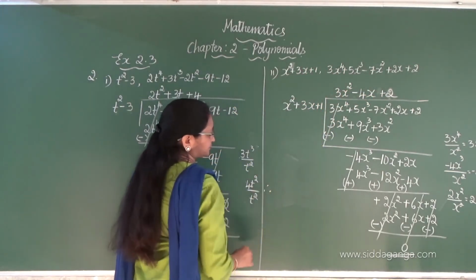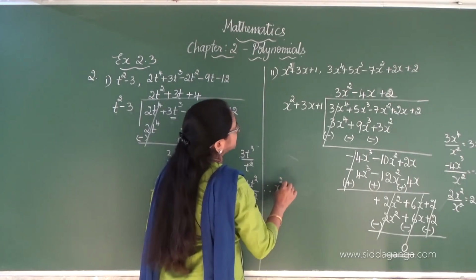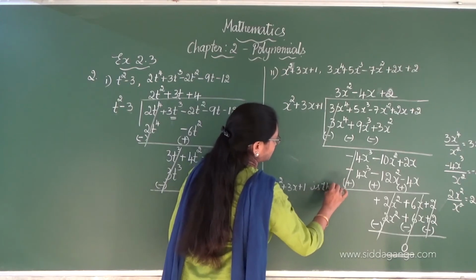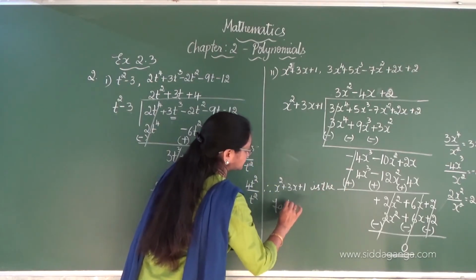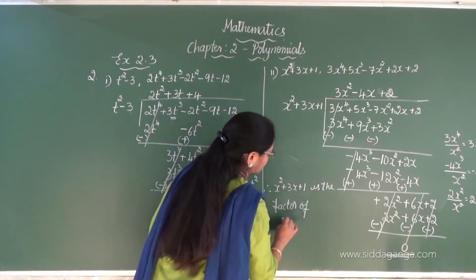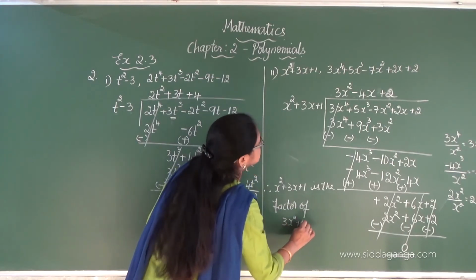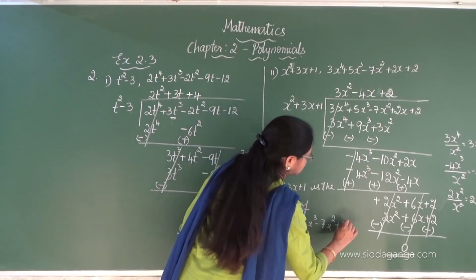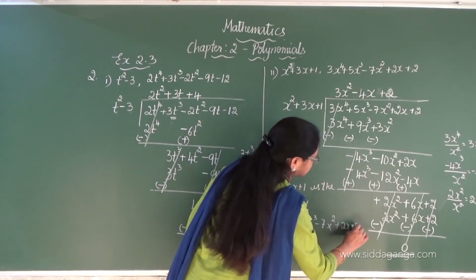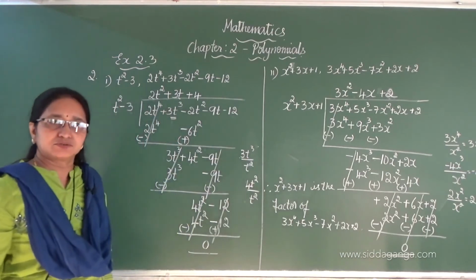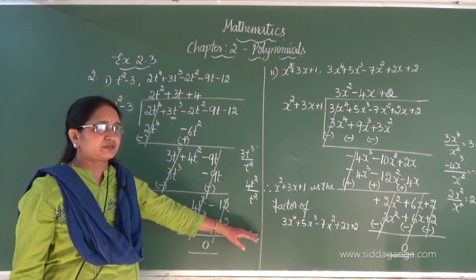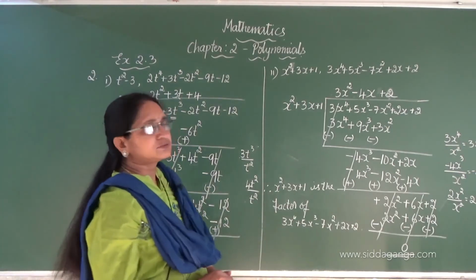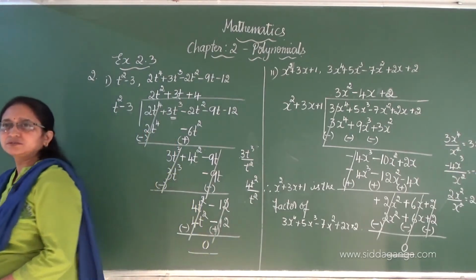Therefore, you have to write, therefore, x square plus 3x plus 1 is the factor of 3x to the power of 4 plus 5x cube minus 7x square plus 2x plus 2. This is the conclusion. Conclusion is very, very important. Now, the third one. So, let us move on to the third question.